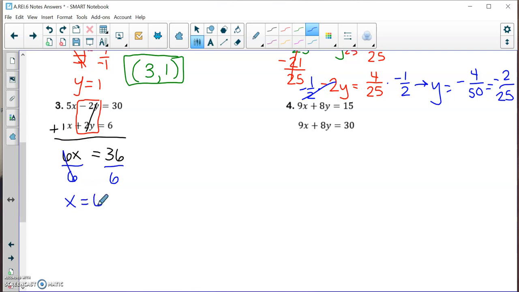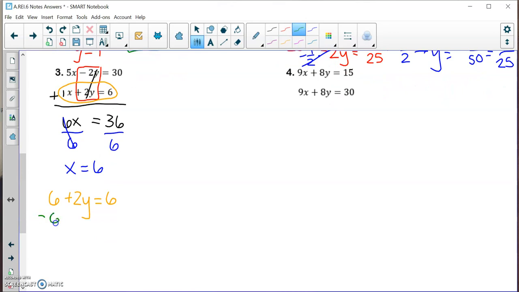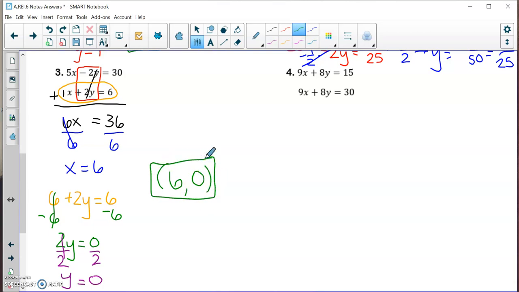Now I'm going to take that value of 6 and put it into one of my original equations. It does not matter which one. I'm going to do the bottom equation. So I have a 6 plus a 2y is equal to a 6. Subtracting 6 from both sides, I wind up with a 2y is equal to a 0. And dividing by 2 on both sides, I wind up with y is 0. So my x value is 6, my y value is 0, my answer is the ordered pair 6, 0.